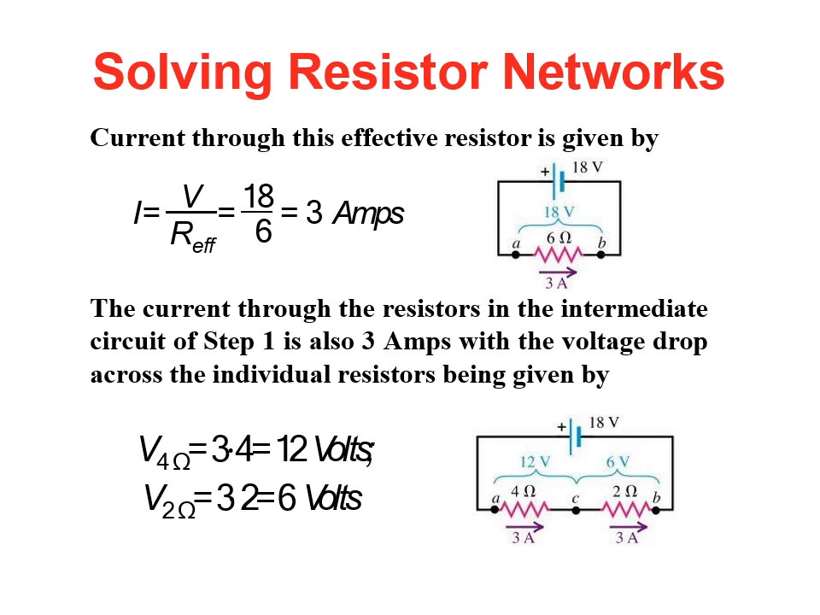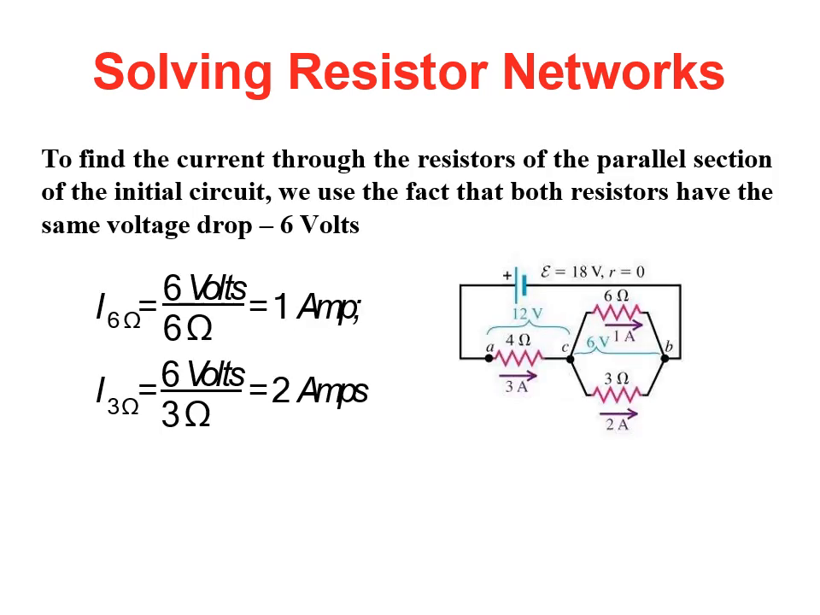Now, to find the current through the resistors of the parallel section of the initial circuit, we use the fact that both resistors will have the same voltage drop. So resistors 6 and 3 will have the same voltage drop. So I is equal to 6 volts divided by 6 ohms, which is equal to 1 amp. And then I3 will be 6 volts divided by 3 ohms, which is equal to 2 amps.